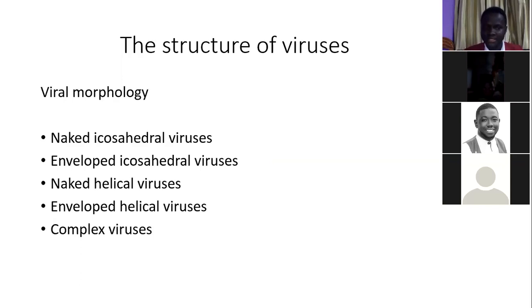So what we have studied, we have 5 major groups of virus. We have the naked icosahedral virus. When we say a virus is naked, I think by now you get the concept. It means that it doesn't have the envelope around itself. It has that icosahedral shape, the one that I described earlier. A virus can also be enveloped and icosahedral. A virus can be naked and helical. A virus can be enveloped and helical, and there is the complex virus. So we have 5 major groups.